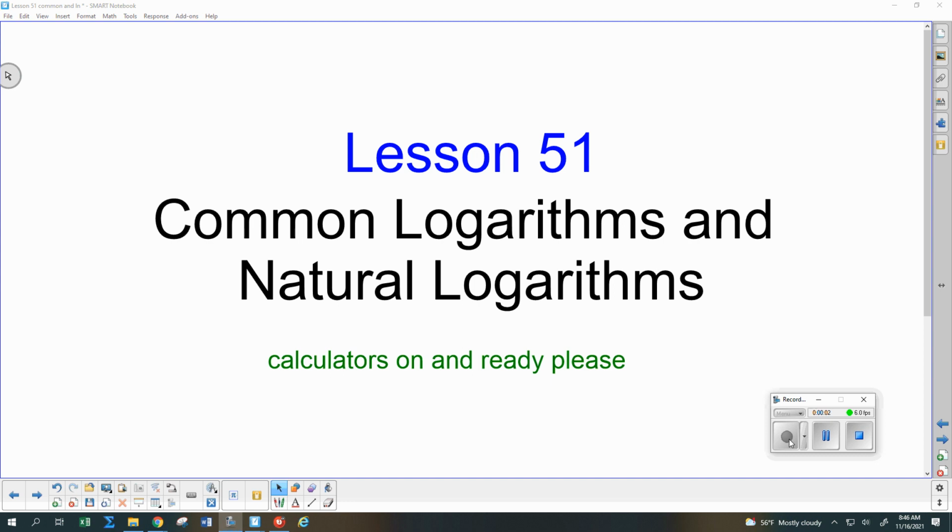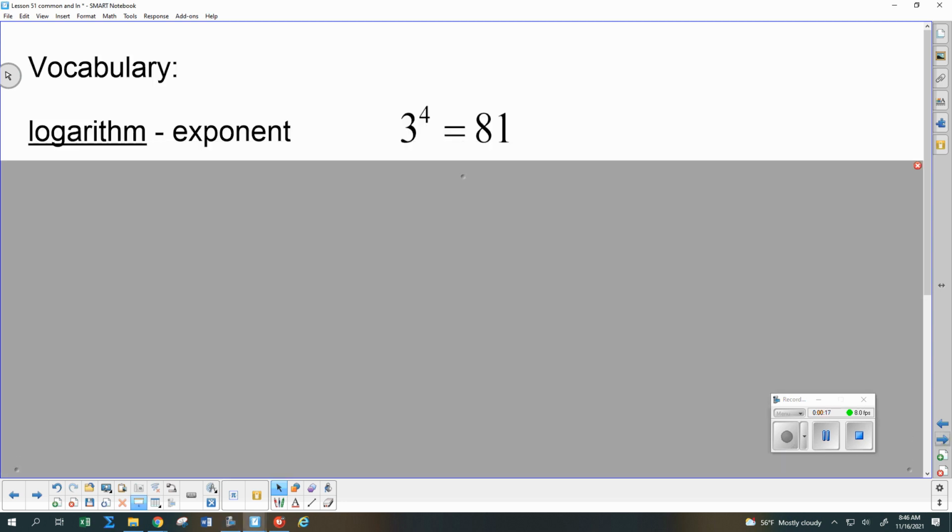Today we review what you did last year with common and natural logs. I'm also going to review a little bit of vocabulary just to make sure you know what different problems are going to be asking of you. So we know that logs are just exponents.